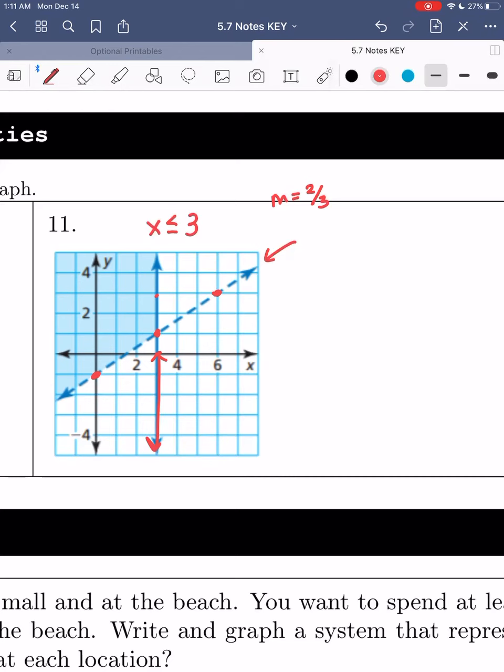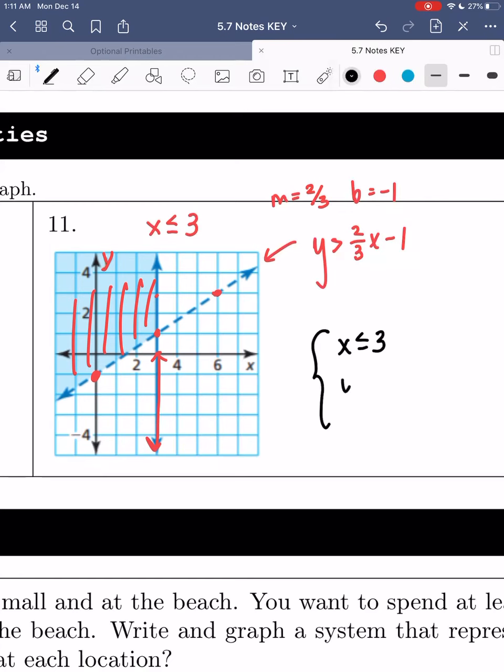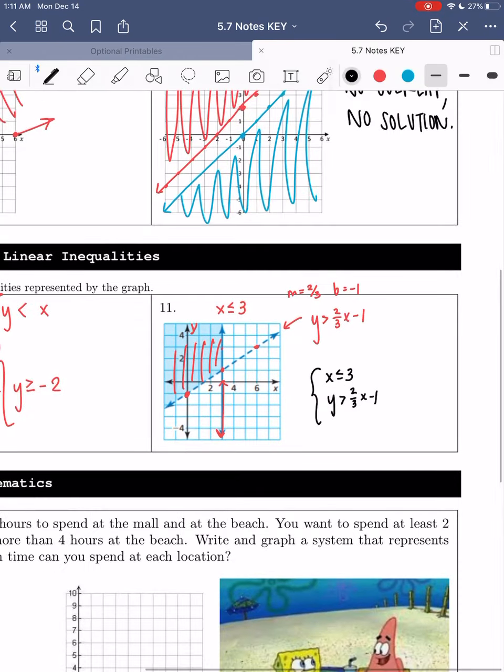Oh, I have to be really careful. The y-axis is way over here. So my y-intercept is actually way, like here's my y-axis, and my y-intercept is at -1. So B is at -1. It's dashed and the shading is happening above it over here. So that's going to be y is greater than 2/3 x minus 1. So that's my system. I have those 2 inequalities, x less than or equal to 3 and y is greater than 2/3 x minus 1.